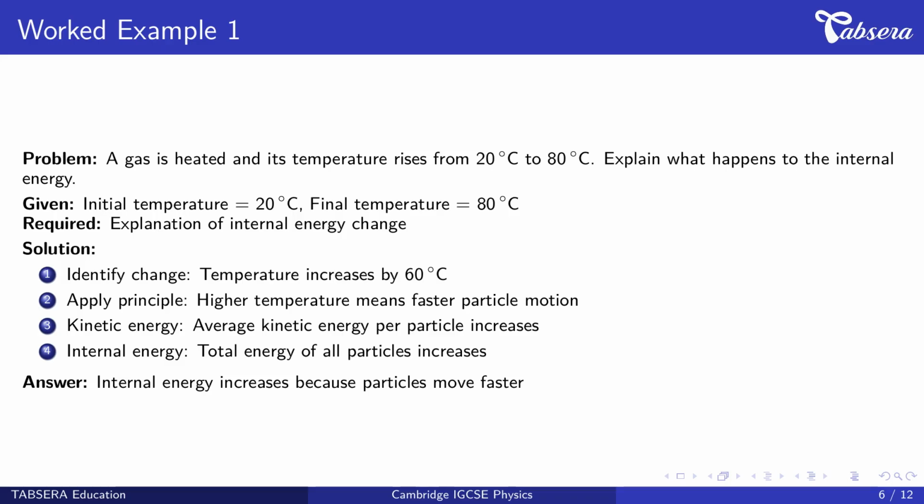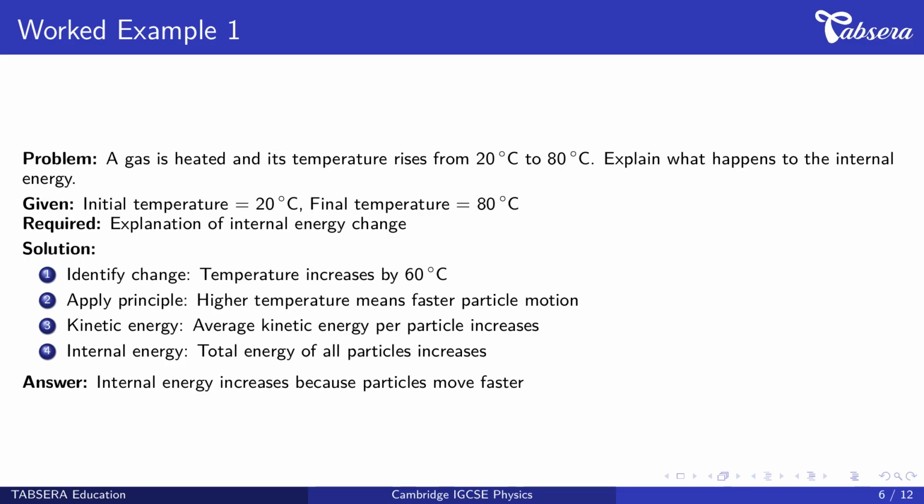Let's work through our first example. The problem states, a gas is heated and its temperature rises from 20 degrees Celsius to 80 degrees Celsius. Explain what happens to the internal energy. We are given an initial temperature of 20 degrees Celsius and a final temperature of 80 degrees Celsius. We need to explain the internal energy change. Step 1. Identify the change. Temperature increases by 60 degrees Celsius, which is a significant rise.